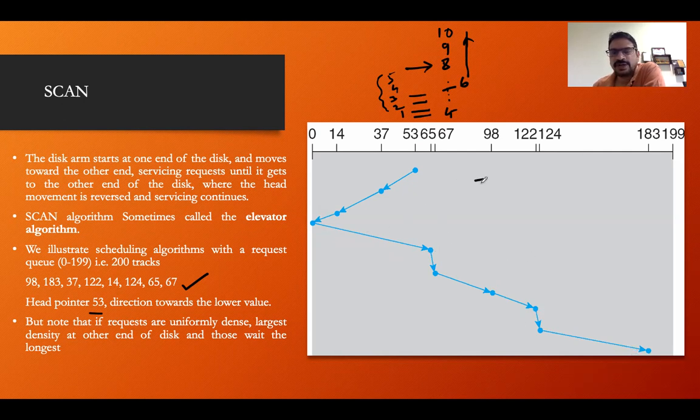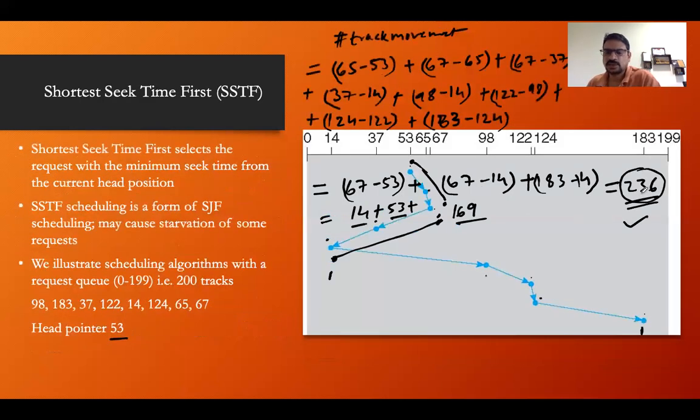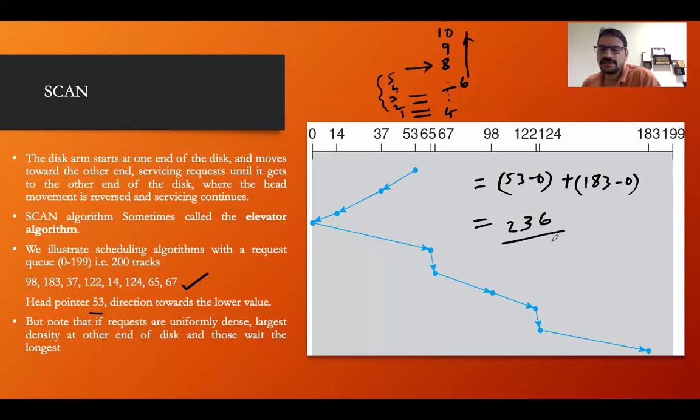So how many movements have we done? If you calculate the number of movements: from 53, I have gone to 0, and from 0, I have gone to 183. So the total will be, how much is it? 236 is the number of movements that we have done. Here 236, and I think here also 236, both are the same value.